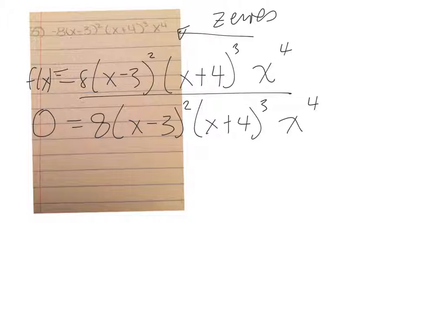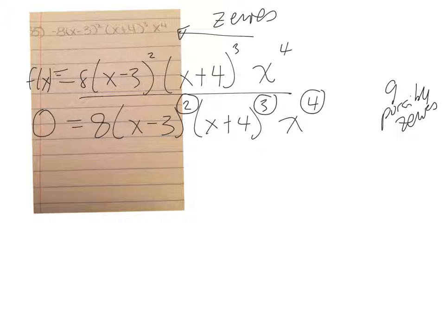To figure out how many answers you can get, you can always look at the degree. So the degree of the polynomial: I have a 2 here, a 3 here, that's 5, plus another 4 is 9. So I could have 9 possible zeros, or possible answers, for this question.